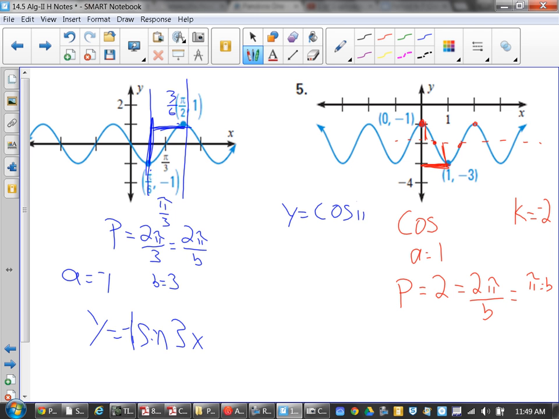Cosine pi x. Well, let's put the negative, that's why you're saying -2. Yeah, -2 plus cosine pi x. It starts at 1, so it has to be. You can't check on it.